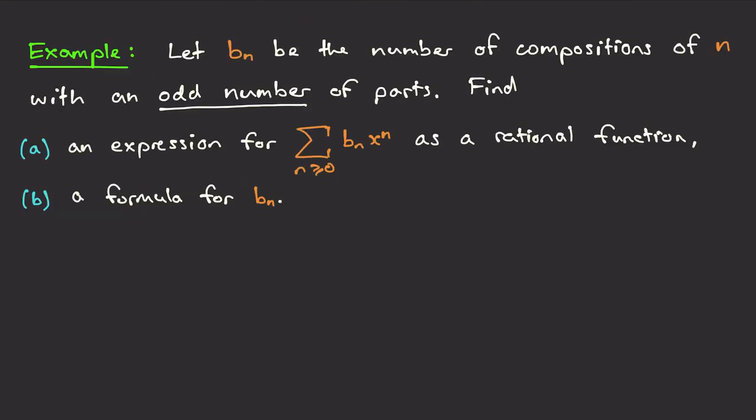Let's do another example of counting compositions. In the first example, we counted the compositions in which every part is odd. In this example, we're going to count the compositions where the number of parts is odd.